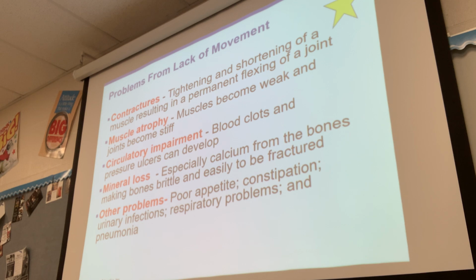Muscle atrophy means, again, that the muscle is dying, and this is because you're not using it. Circulatory impairment: moving your muscles helps blood flow. I know that sounds kind of weird, but we'll learn more about it when we talk about the circulatory system, especially the veins in your legs. When your muscles squeeze, it helps push the blood up against gravity. So if you are not moving your legs, then blood is pooling in your legs. This is why after a surgery, they want you up and moving.